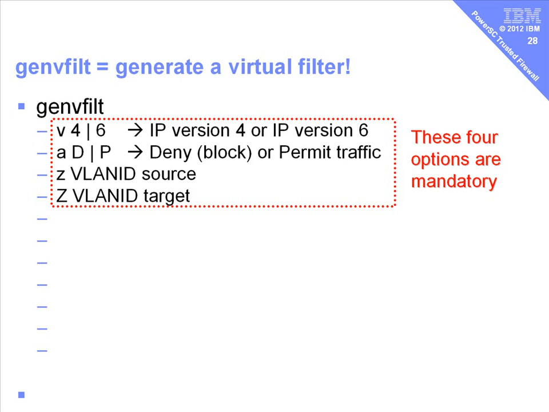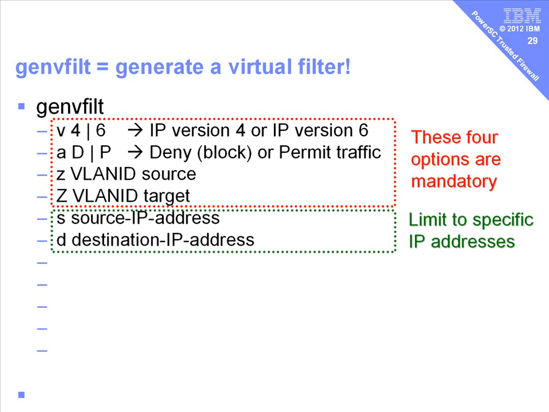Next we have the lowercase z and the uppercase Z. Notice these sorts of pairs that come in like this. We'll see that further on as well. And the Z's are for the VLAN source and the VLAN ID target. Next up then we have source and destination for the IP addresses. This is S and D.